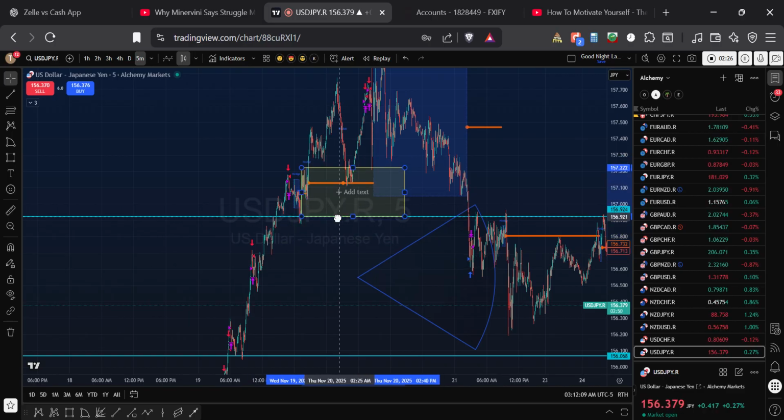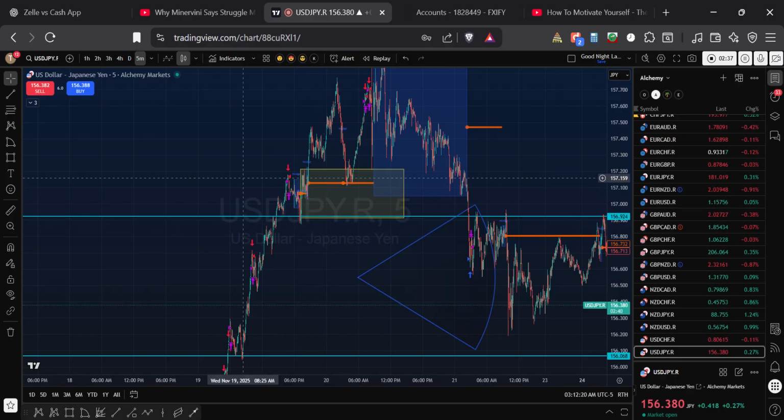All right, so here's one. This one formed, and the price went to this edge. So what you're going to do is you're going to double the trade.